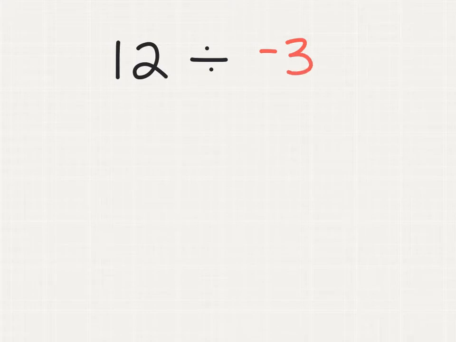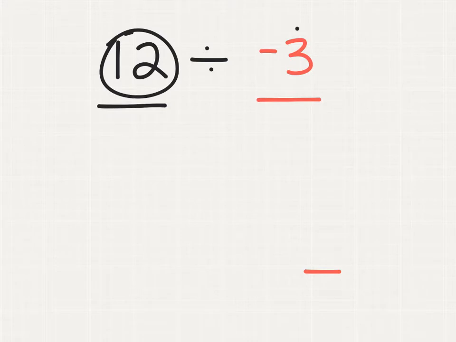Now let's try a few examples with dividing. How about 12 divided by negative 3. Step 1. Are the signs the same or different? I see positive 12. I see negative 3. They're different. Therefore, my solution will be negative. Step 2. Divide as normal.